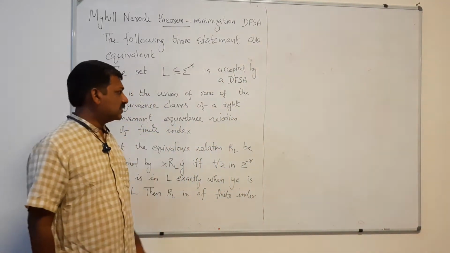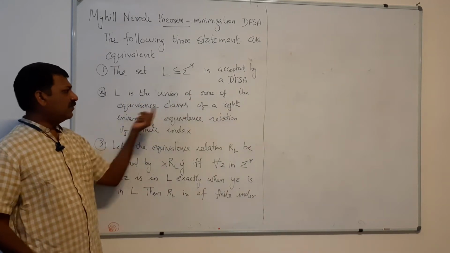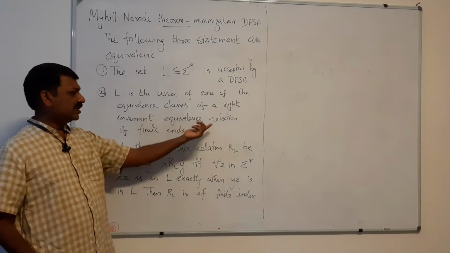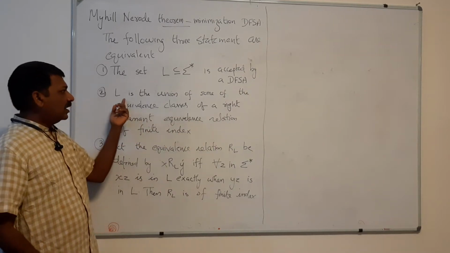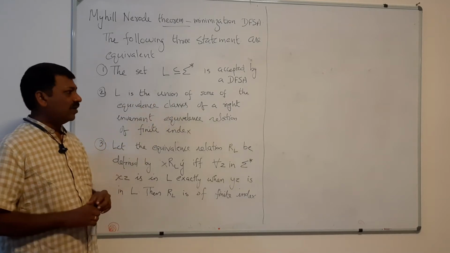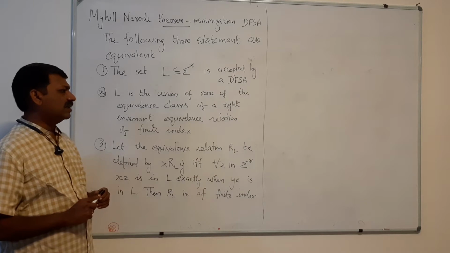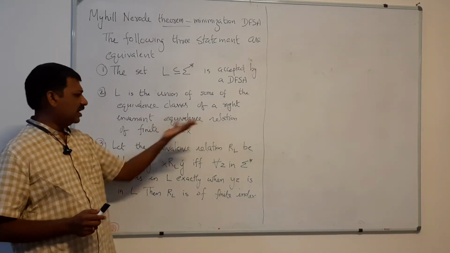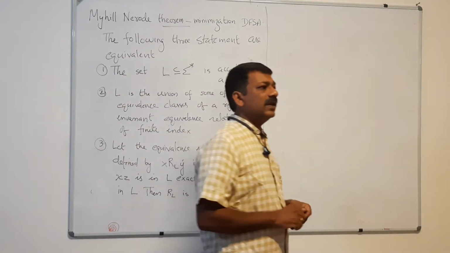The second statement is: L is the union of some of the equivalence classes of a right invariant equivalence relation of finite index. L is the union of some of the equivalence classes of a right invariant equivalence relation of finite index. What do you mean by an equivalence relation?